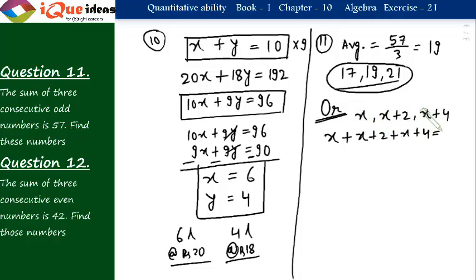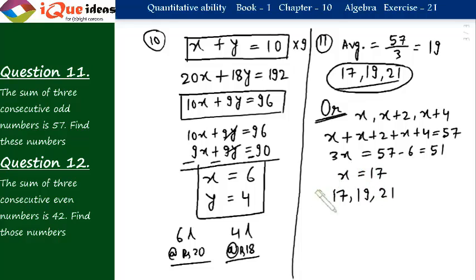So from here you get 3x equal to, 2 plus 4 is 6, 6 goes to the other side and gets subtracted from 57. So you get 51. Hence x is equal to 17. So the numbers are x, that is 17, x plus 2, that is 19, and x plus 4, that is 21. This is how you can do this question. Alright. Similarly, you can do the same thing for question number 12.